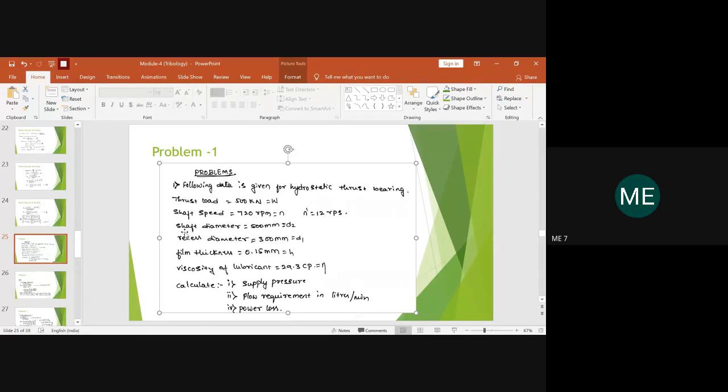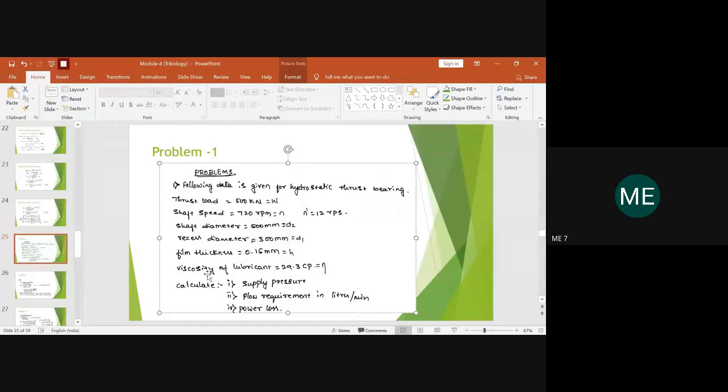After that, the shaft diameter is given. This shaft diameter is nothing but the value of D2. The recess diameter is given as 300 mm, which we usually consider as our D1. Apart from that, you are aware of the film thickness, which is represented by H, given as 0.15. This is the minimum oil film thickness we consider for solving the problem.